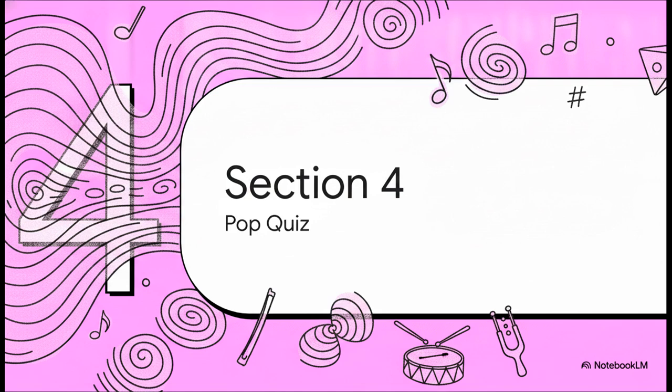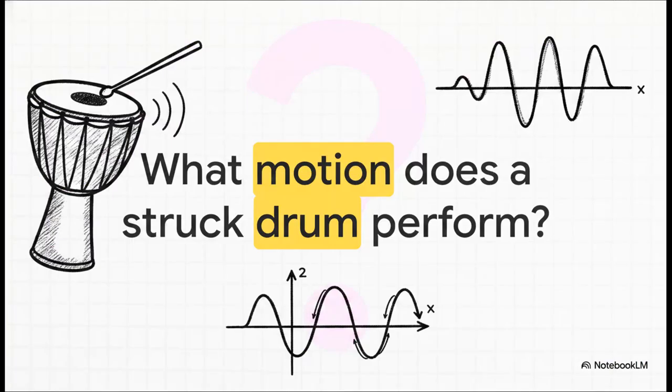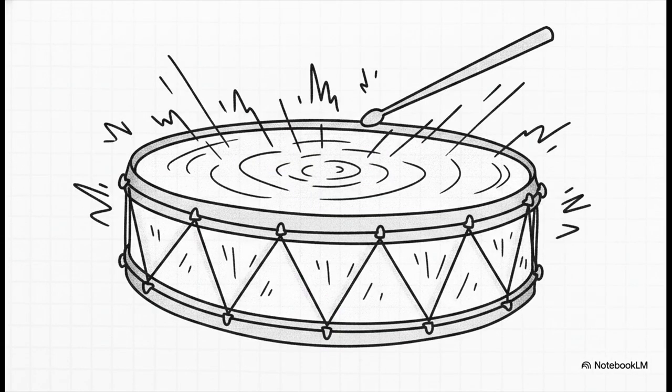Okay, time for section 4, pop quiz. Test your knowledge. Let's see what you've picked up. Let's see how much of this invisible orchestra you've absorbed today. Question 1. Think back to our chat on percussion instruments. When a drumstick physically hits the membrane or the skin of a talking drum, what exact mathematical motion is taking place?